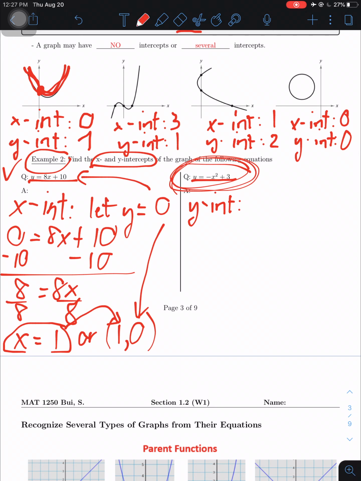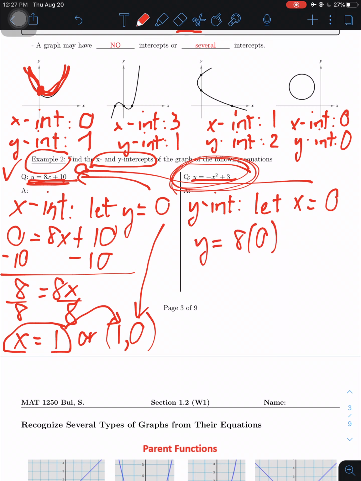Okay, to continue the second part, to find the y-intercept of this equation right here, we're gonna do the same procedure for y-intercept. We're gonna let x equal to 0, and then we pretty much just plug it into this equation again. So we're gonna get y equal to 8 times 0, because x is 0 now, and then plus 10. Right? We all know that 8 times 0 is 0, and then 0 plus 10 is 10. Let me just write all of them out just in case, like this might be too fast.